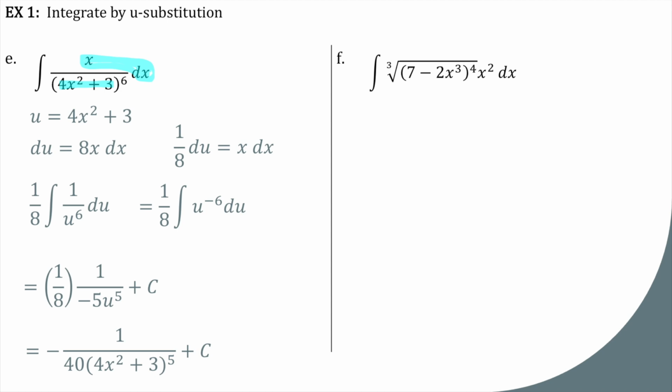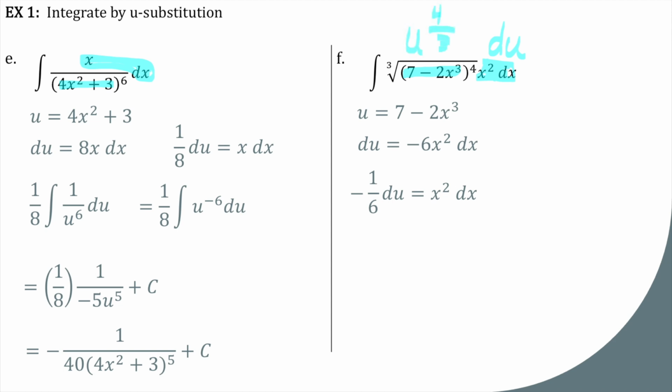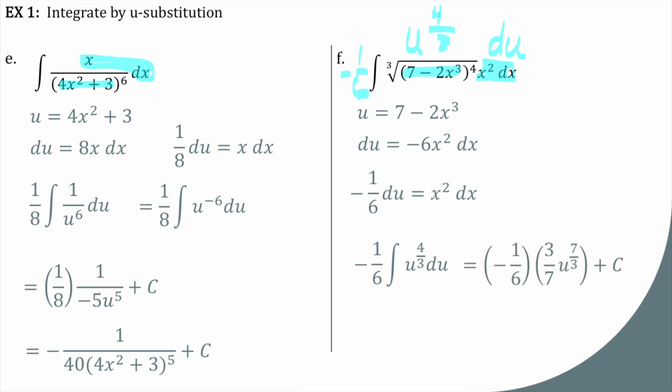Part F looks like there's a ton going on. But let's look at an inside function under the radical right there. 7 minus 2x cubed. Take the derivative. You get negative 6x squared dx. But we want just x squared dx to be left over. So we'll divide both sides by negative 6. Now this is du, and our u is to the 4/3 with a negative 1/6 out front. Add 1 and divide by it. Put u back in and clean up your fractions a bit, and you're good to go.